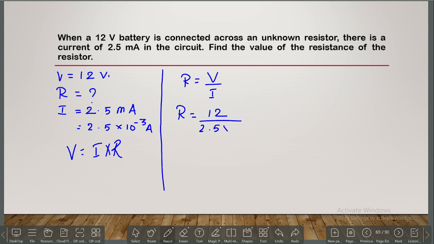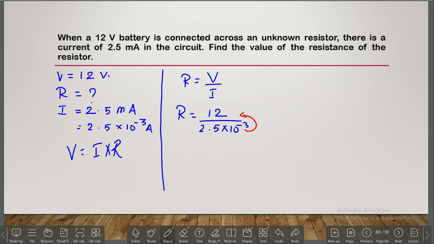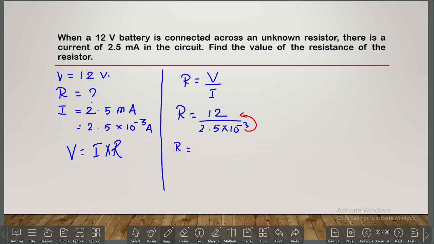2.5 into 10 to the power of minus 3. Now take this minus 3 to the numerator. What will happen? It will change into plus 3. Then we can write it as R is equal to 12 into 10 to the power of 3 by 2.5. 10 to the power of 3 is nothing but 1000. So now R is equal to 12 into 1000, which is 12,000 by 2.5.